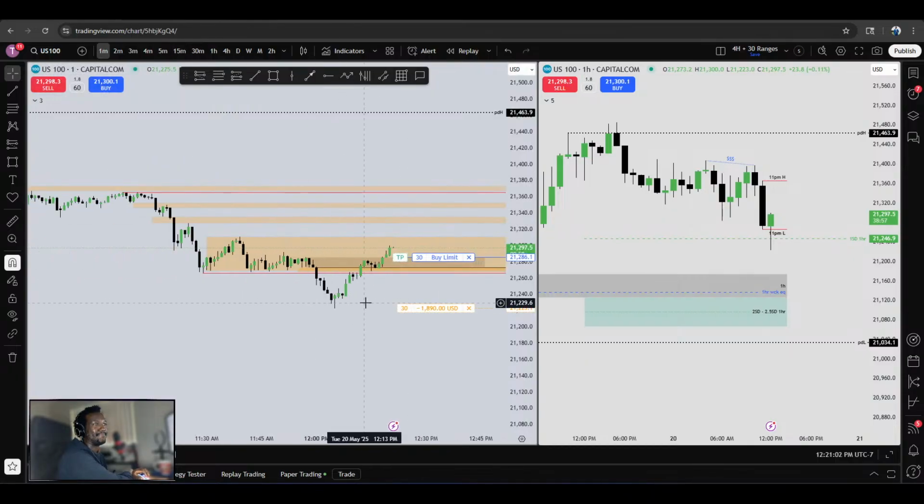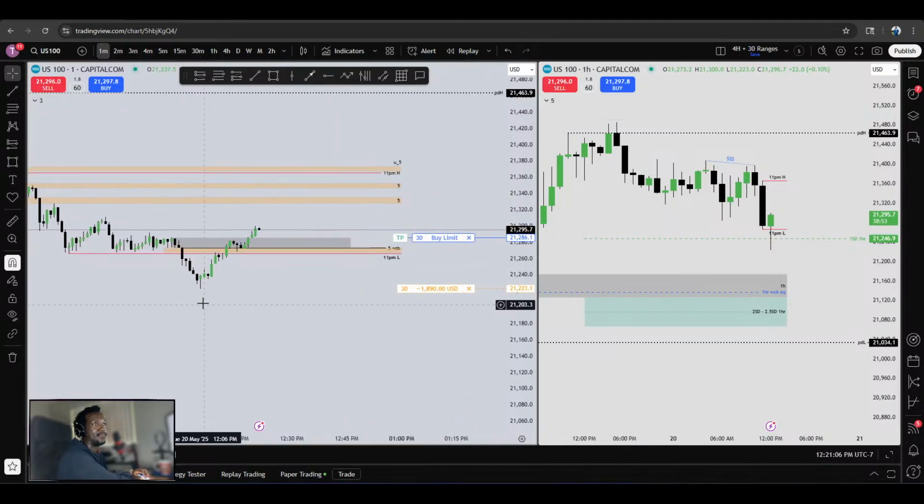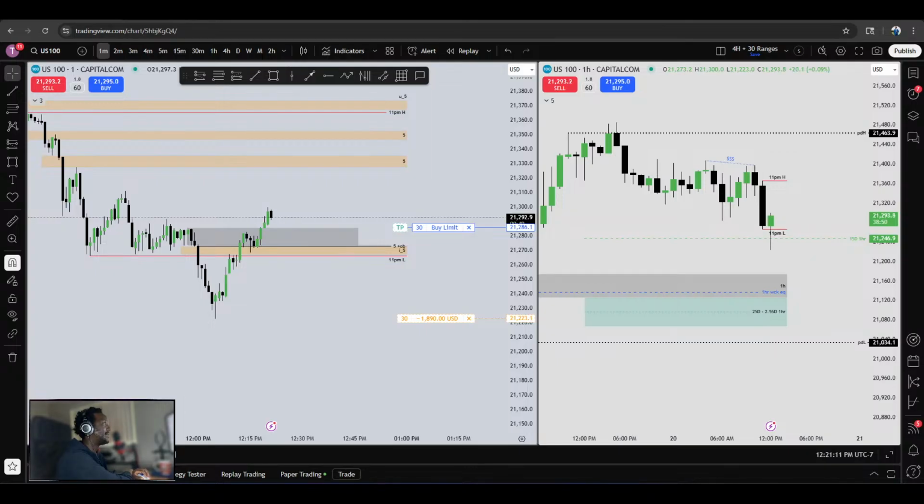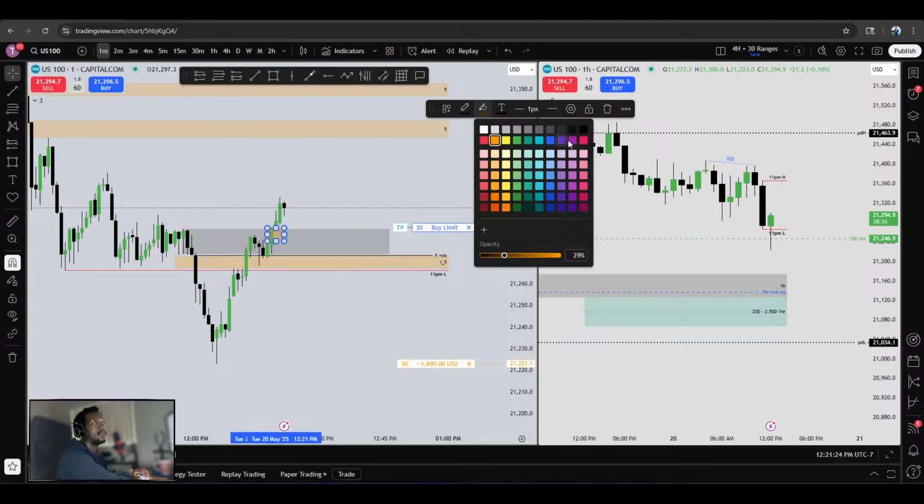Damn it, okay, there we go. We might be getting touched here. Oh, come on. You know you want to come down. Oh, look at this. So we do have a small fair value gap here. Hopefully they do come back to it. I'm gonna put purple on that.